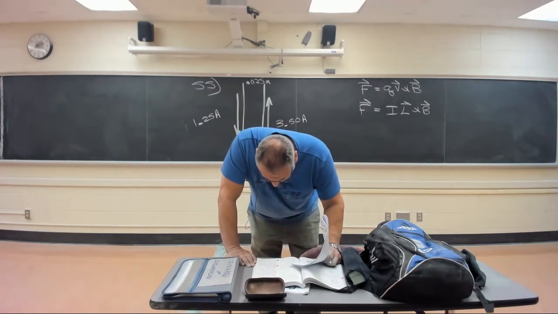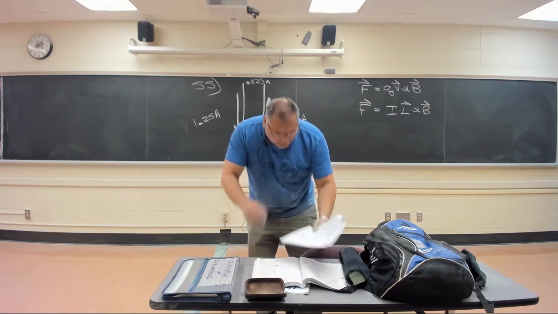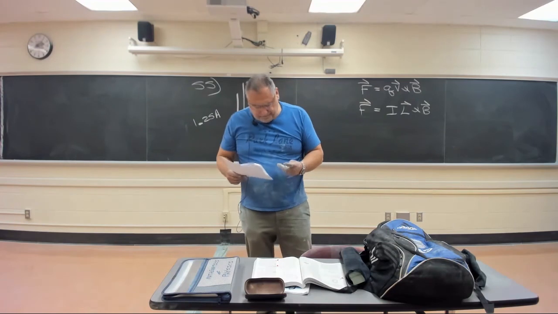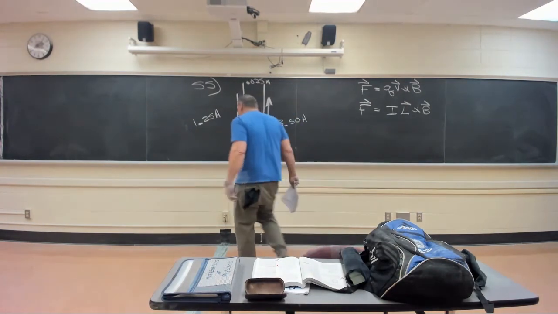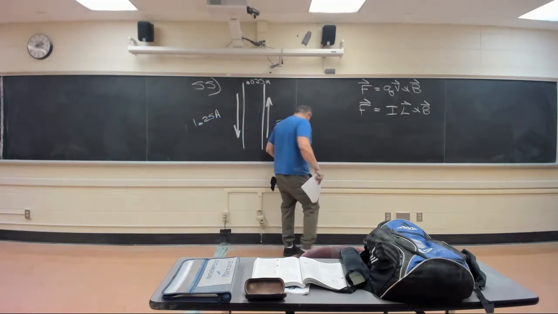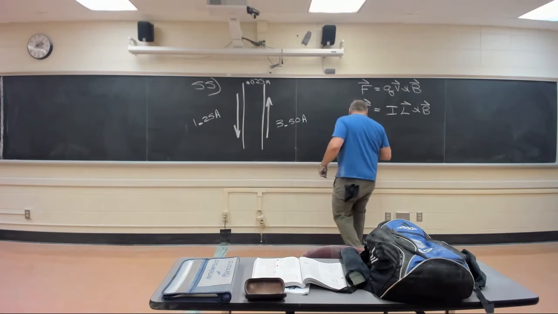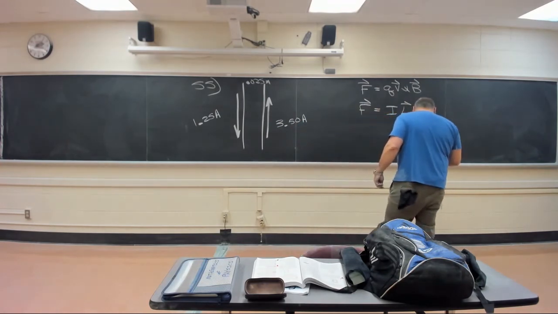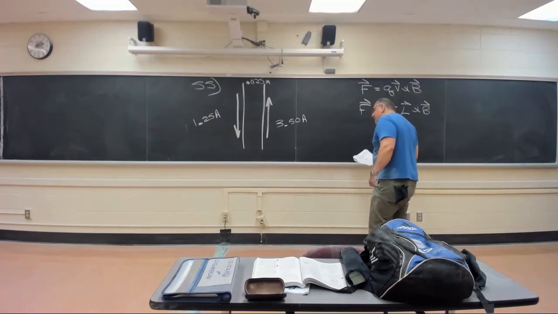Two long parallel wires separated by 2.50 centimeters carry currents in opposite directions. The current in one wire is 1.25 amps, and the current in the other is 3.50 amps. A, find the magnitude of the force per unit length that one wire exerts on the other. B, is the force attractive or repulsive? Okay, there's a number of ways to look at a lot of this stuff, guys. You know that. So we got this going on, guys.